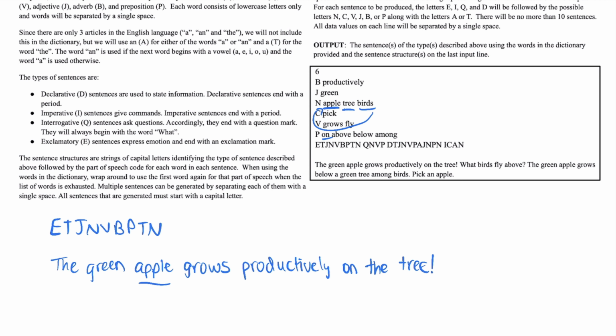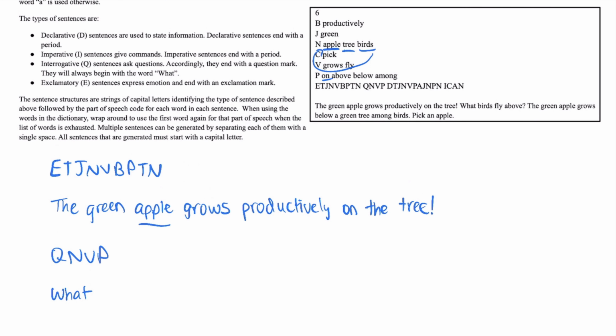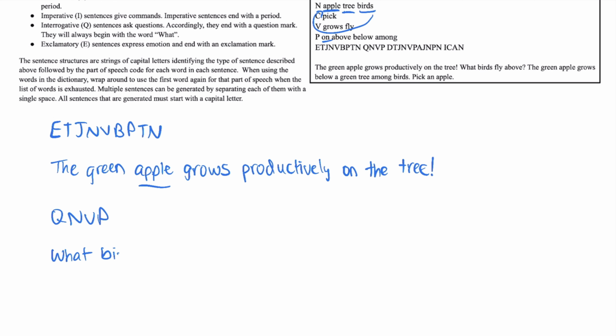And next we move on to Q and VP. So Q tells us that we have an interrogative sentence. So this is going to ask a question. So we have to begin with "what" and end with a question mark. So we'll say what, and then our next character is N. So we're going to need to use a noun. Well, if we look at our nouns, we've used apple and tree. So the next one is birds. So we'll say what birds.